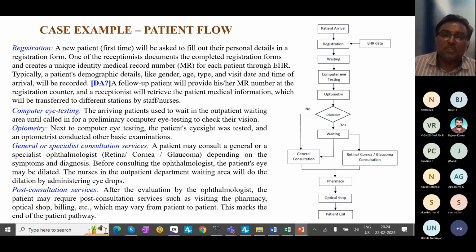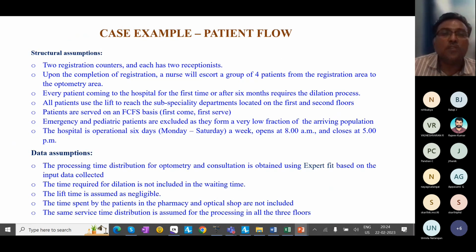And then they have to visit a pharmacy, that's all. And for any simulation model, this is the procedure. First, you have to make structural assumptions: how the hospital appears, the same way you have to reproduce. That's called the structural assumption.